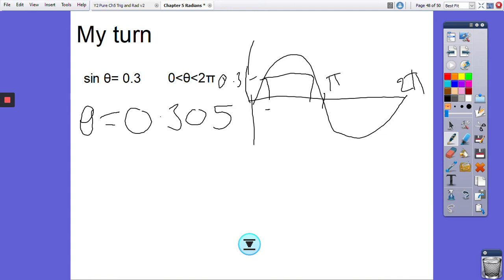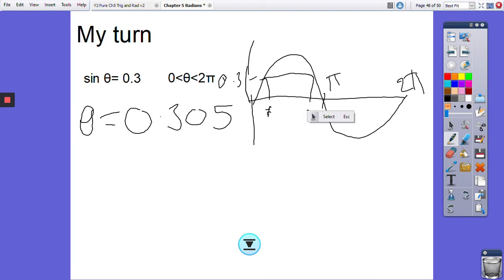Maybe we'll be calling on that in a lesson not too far from now. But anyway, that's our first value here. This is this value here. What we're interested in now is this value over here.